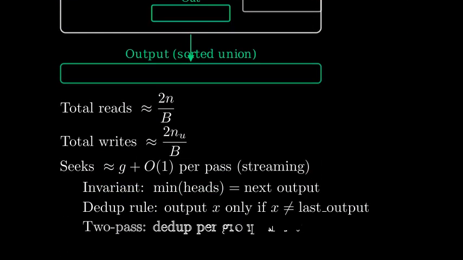Correctness hinges on 2 facts. 1. At every step, the minimum current head is the smallest not yet output value, so the merge outputs in non-decreasing order. 2. Keeping the last output value and skipping equals removes duplicates both within and across arrays. In the 2-pass plan, we deduplicate within each temporary run and again across the runs, preserving set semantics.